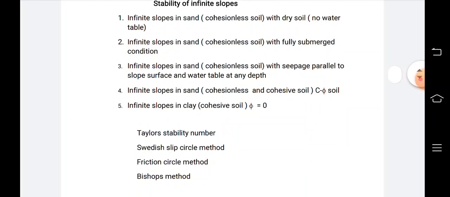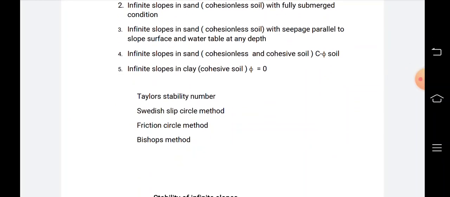Next are some graphical methods. First is the Taylor stability number. From this we find out the factor of safety of the material by using a number of charts. Taylor is a scientist who studied a number of angles of friction and cohesion values and drew a number of charts. From the charts we take the value and find out the factor of safety of the material. That is called the Taylor stability number.